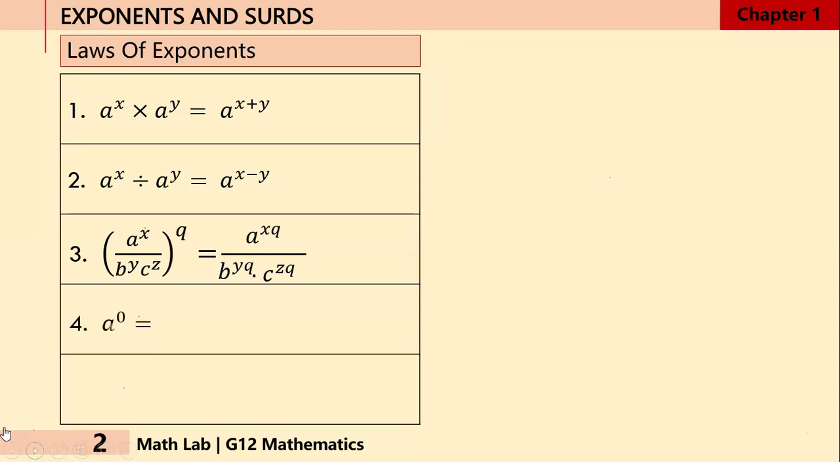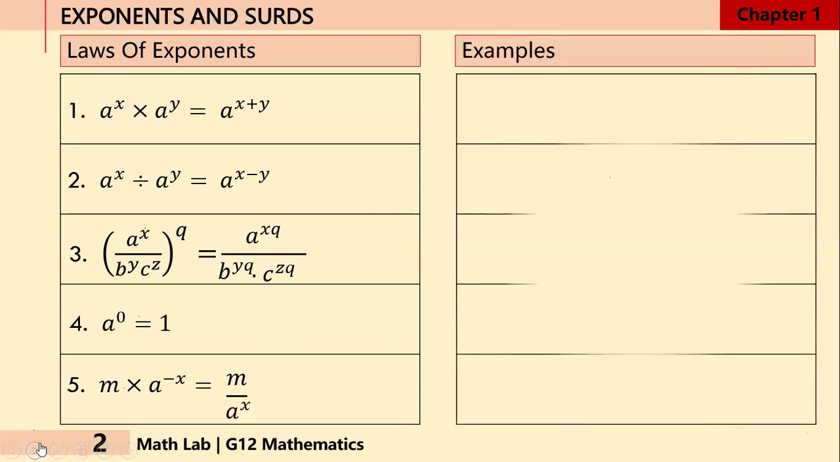The fourth one, any number to the power of 0 should give us 1. And then this is another one, number 5. Number 5, m multiplied by a to the exponent minus x. It's going to give us m over x to the power of that.